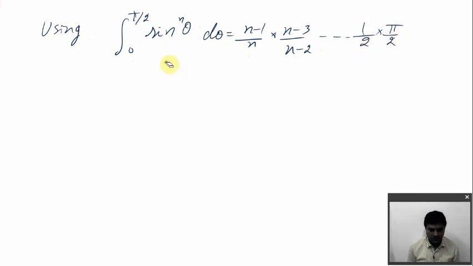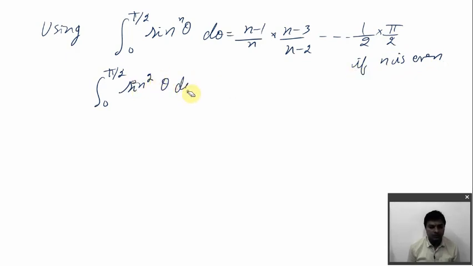How to utilize this formula, I will tell you. If you take square and cube, you will get 0 to pi by 2 if you have sin square theta. Please remember, if n is even, then only we can apply this formula. So n is even, n is 2. So this is d theta. Just put 2 here. So this is 1 and this is 2. So 1 upon 2 into pi by 2.